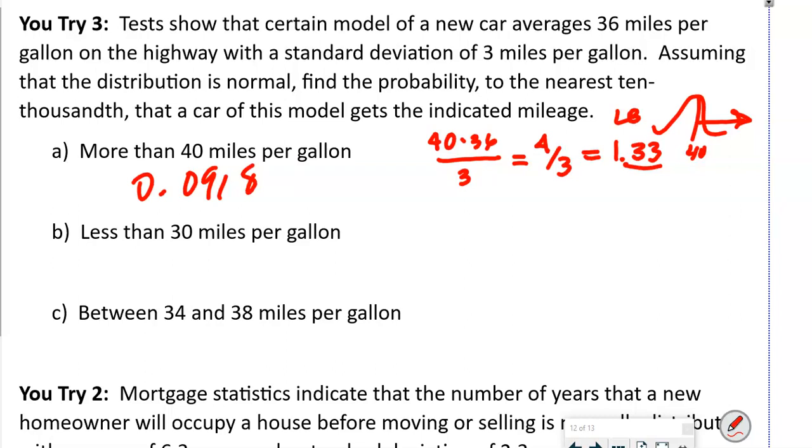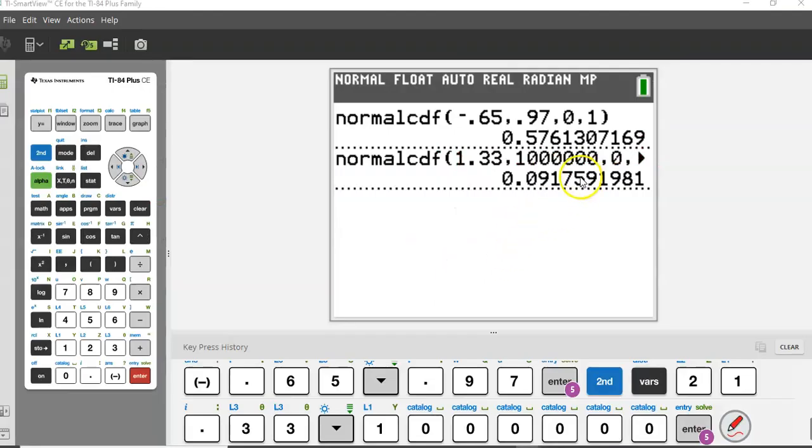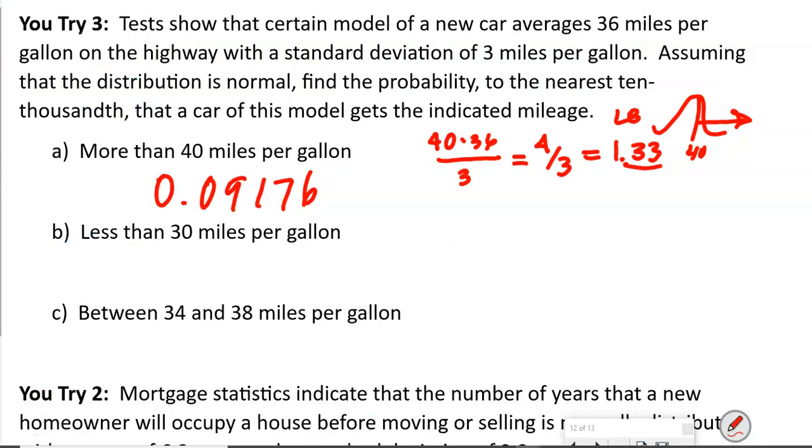Hang on, let me double check. I think we need 5 decimals. So y'all see this 59 right here? Obviously that would round up to a 60, okay? So this should be a 6, 0.09176, okay? So our next one is less than 30 miles per gallon, okay?